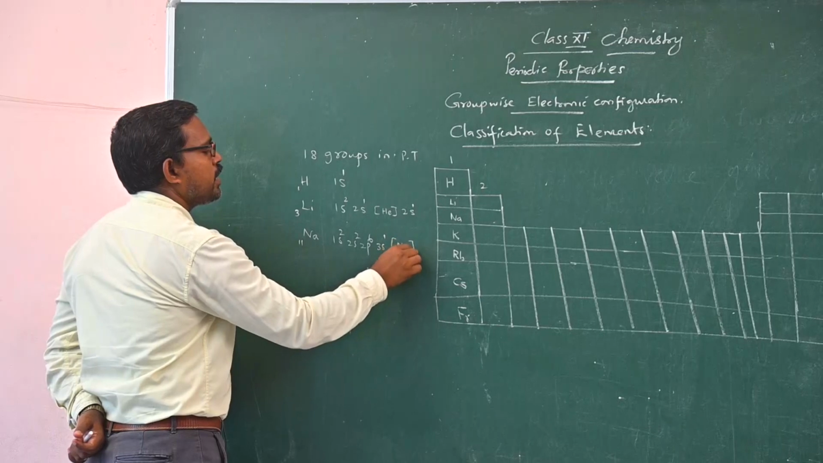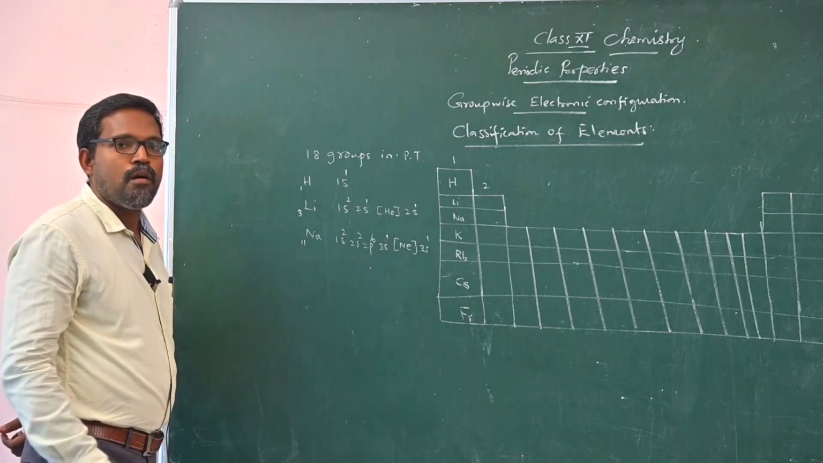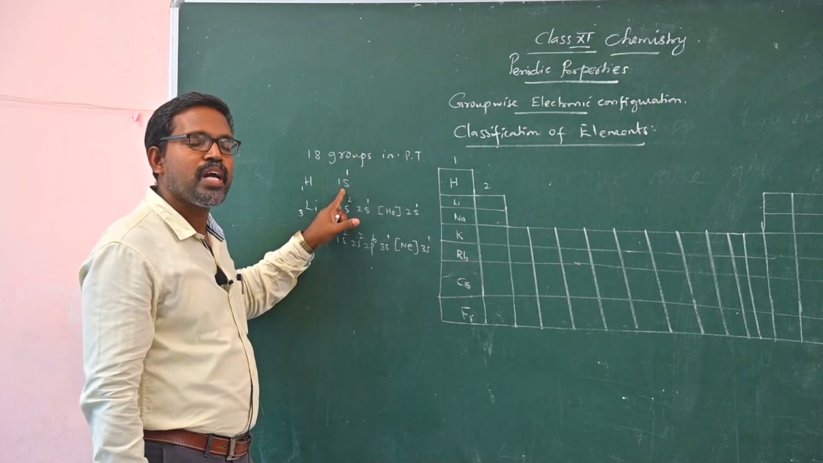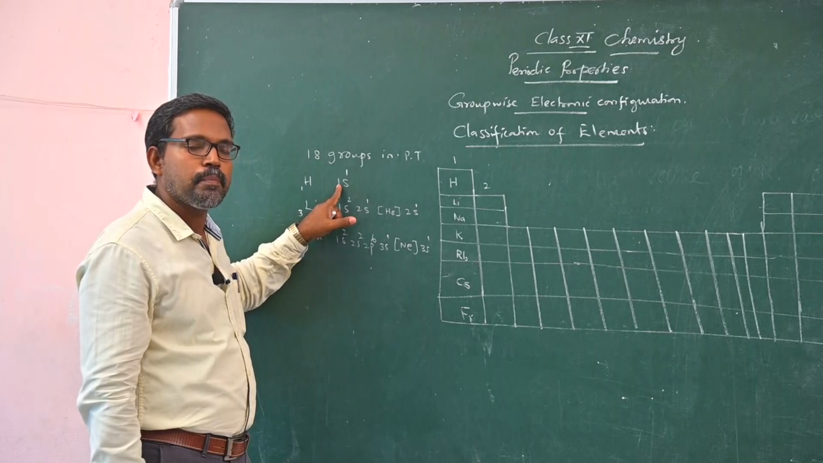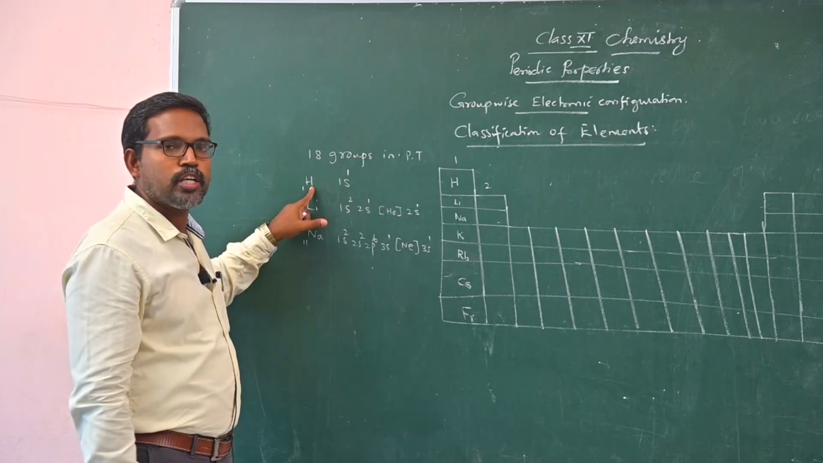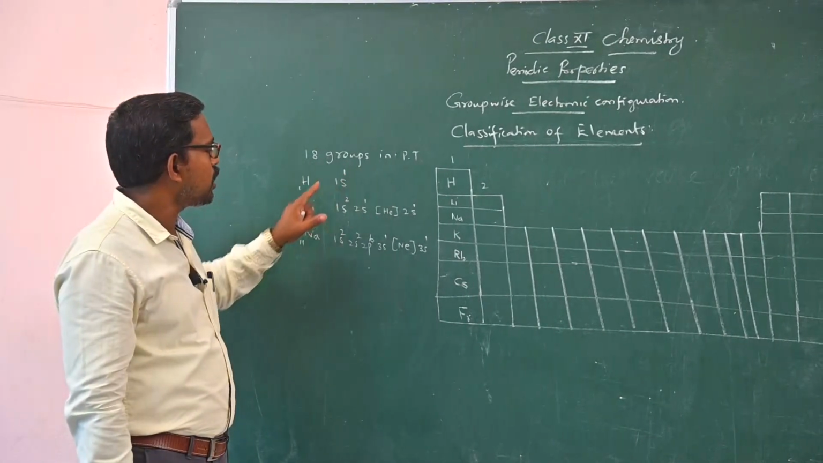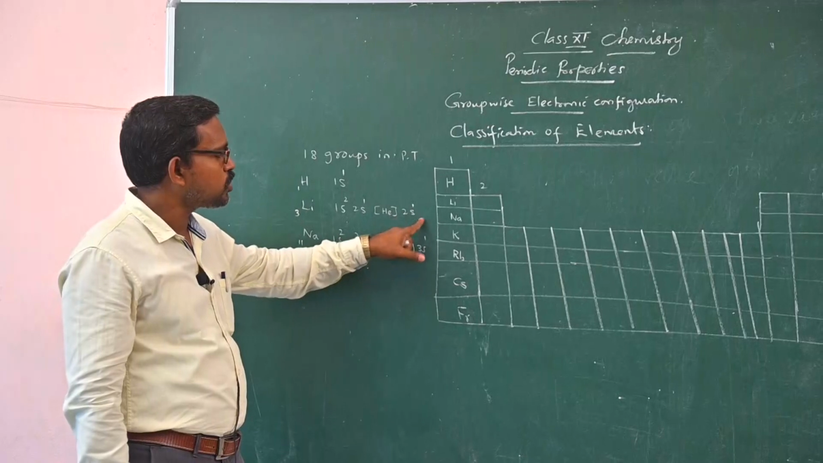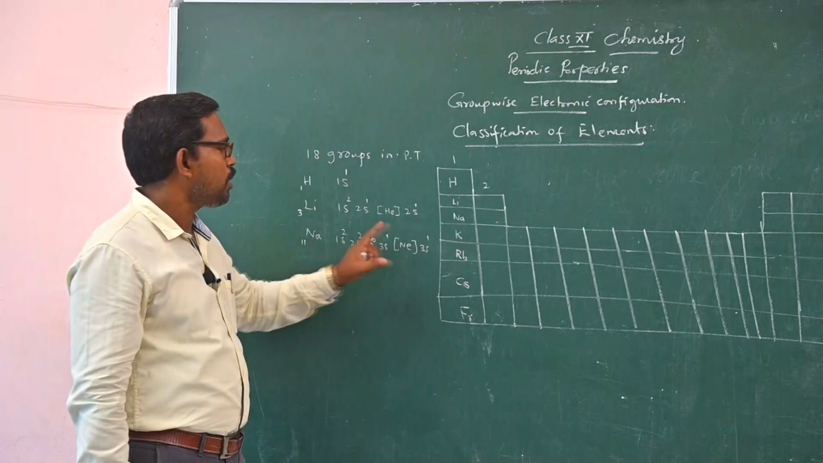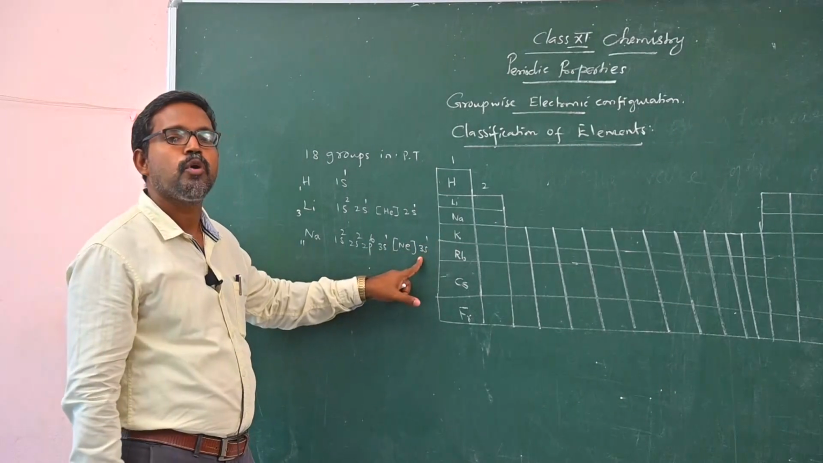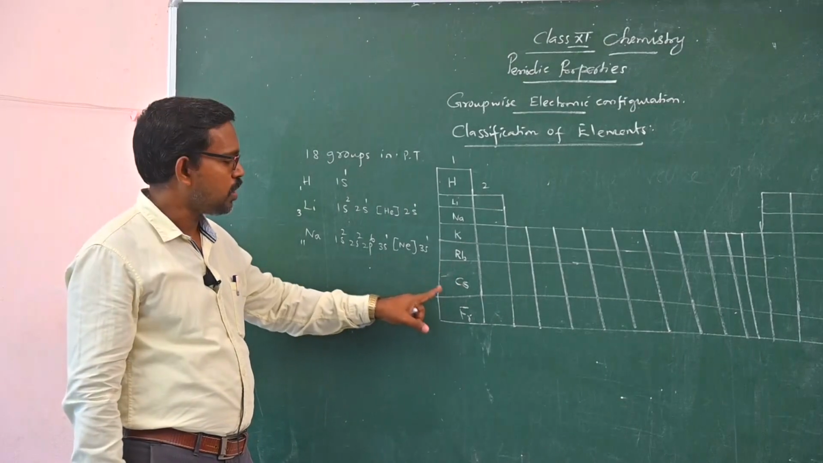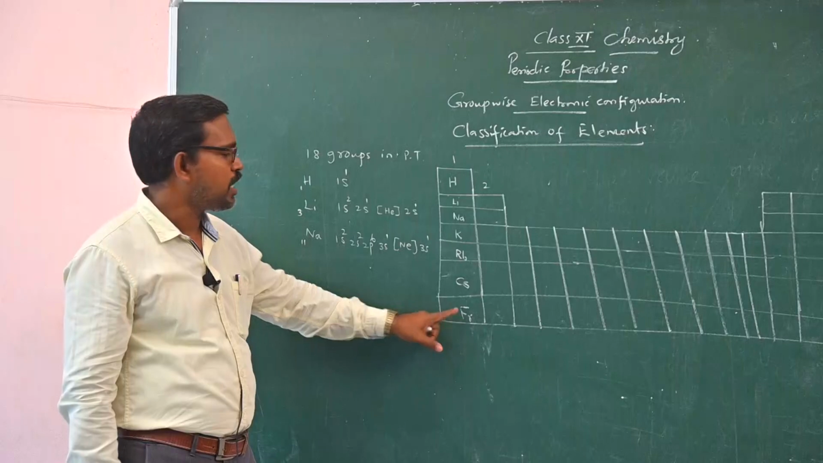Configuration of neon and 3s1. All these elements have similar electronic configurations, varying only in the principal quantum number, or period number. Look at these configurations: hydrogen 1s1, lithium 2s1, sodium 3s1, potassium 4s1, rubidium 5s1, cesium 6s1 and francium 7s1.